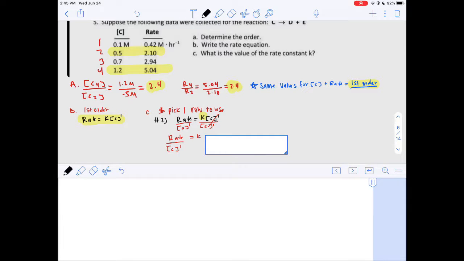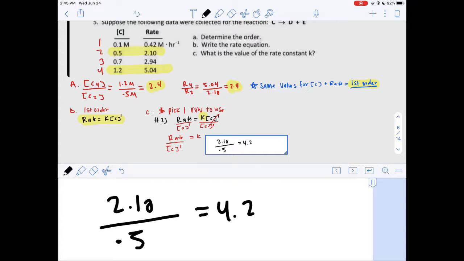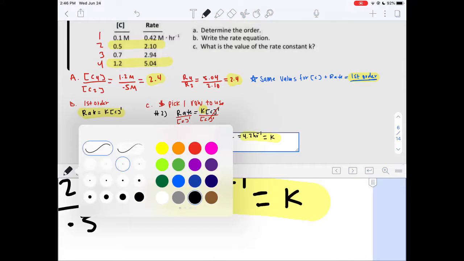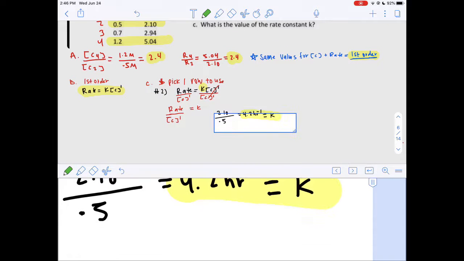So we're using the data from row number 2. So we know that the rate is 2.10 and the C value is 0.5. You divide those by each other and you're going to get 4.2, whatever unit. She doesn't really give us a unit, I guess. This would be hour to the negative 1. So that's the unit for k. And no matter what row you use to find the k value, it's going to be the same because it's a constant.